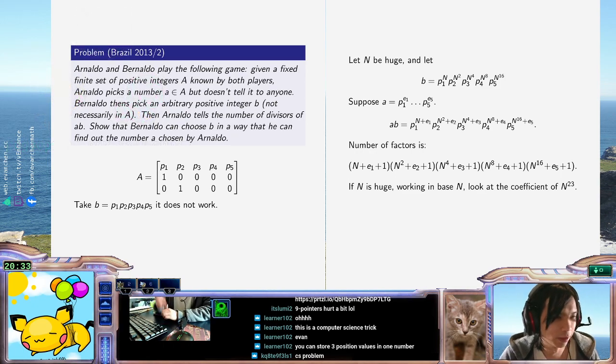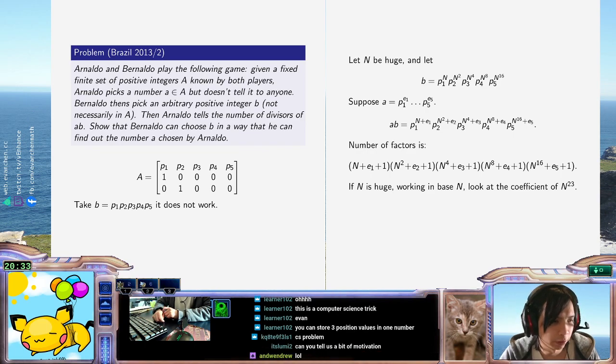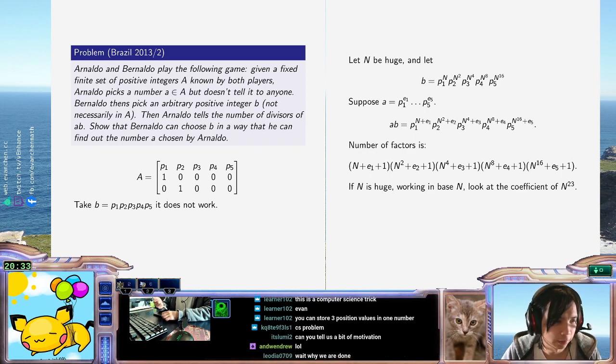Okay, so I think this just works now, right? Because n is so big. Can you tell us a bit of motivation? I think I wanted the base idea. You kind of saw I started with n squared, n cubed, n fourth, n to the fifth, and then I decided to make it bigger.